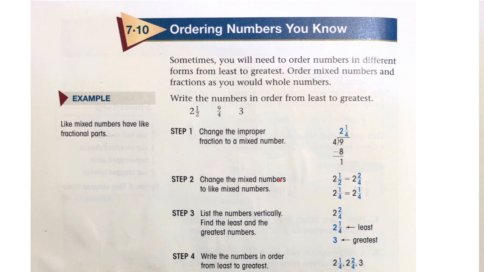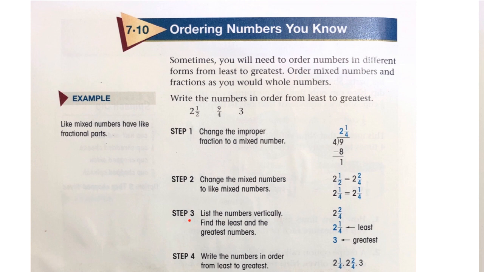Step 2, change the mixed numbers to like mixed numbers so their denominators are the same. 2 1/2 has a denominator of 2. 4 is a multiple of 2, so we can make 2 1/2 equal to 2 2/4 because it takes two 2's to make a 4, so 2 times 1 is 2. 2 1/4 already has 1/4, so now the denominators are the same, which makes them like mixed numbers.